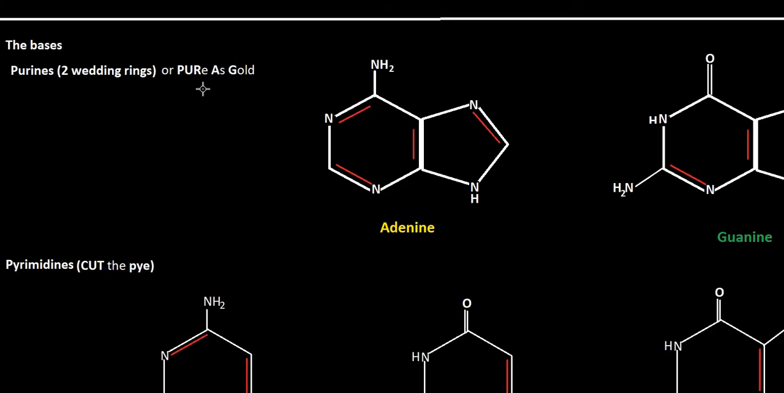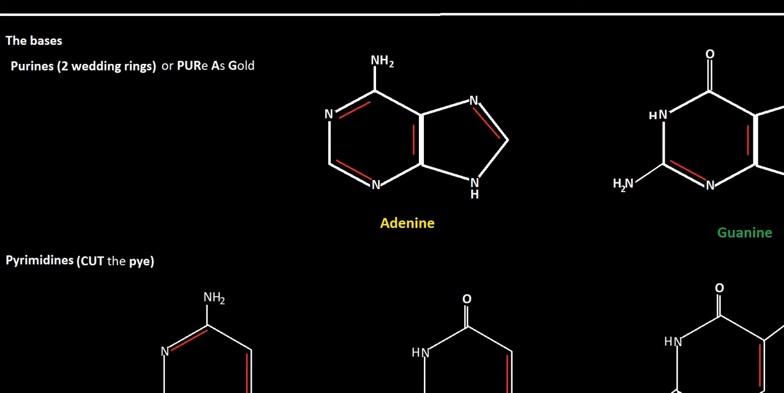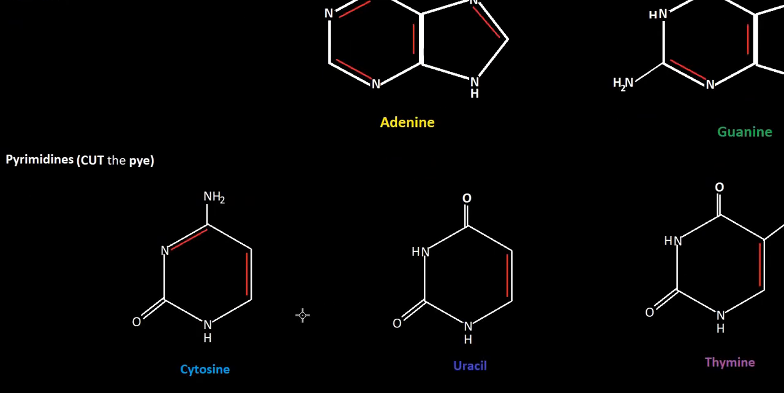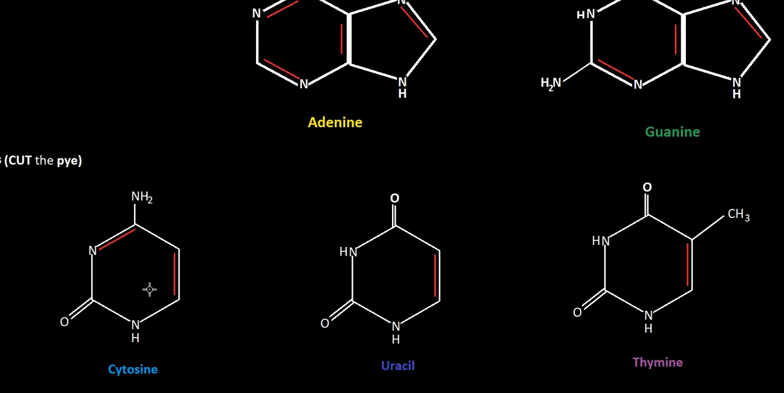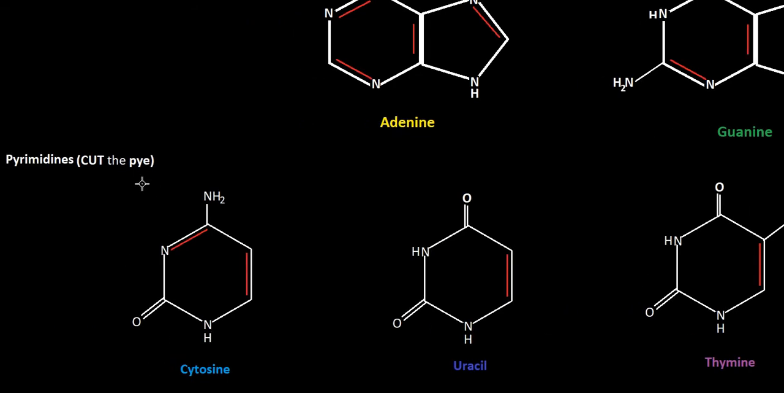And you can use the expression pure as gold to remember that adenine and guanine are purines: pure for purines, the A in as for adenine, and the G in gold for guanine. Then you have the pyrimidines. The pyrimidines are cytosine, uracil, and thymine. They all only have 1 ring in their structure. And so you can use the expression cut the pie. Cut, C for cytosine, U for uracil, and T for thymine. Pie for pyrimidines, so cut the pie is the expression.